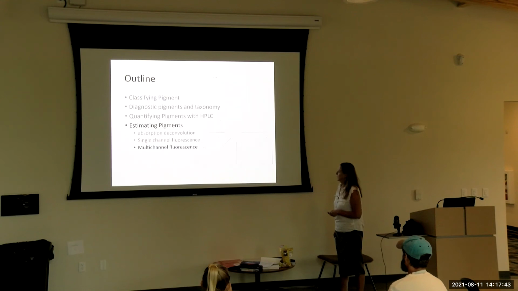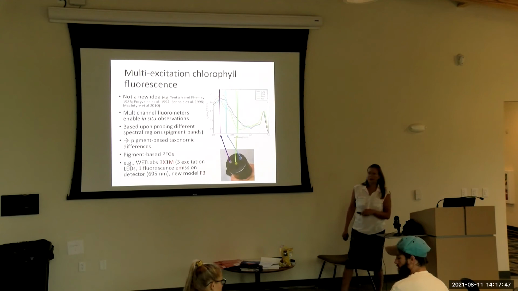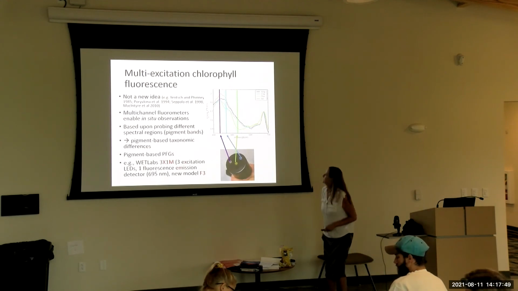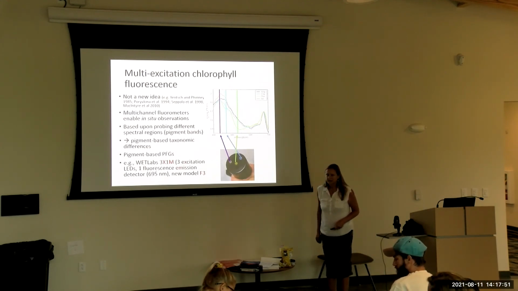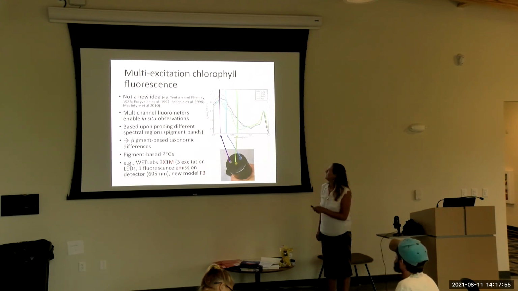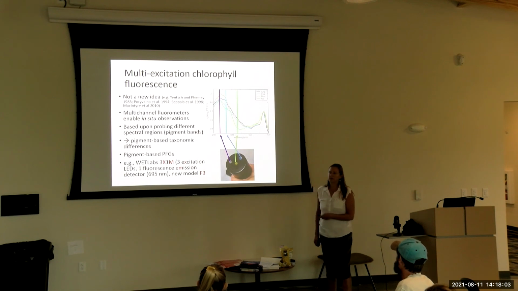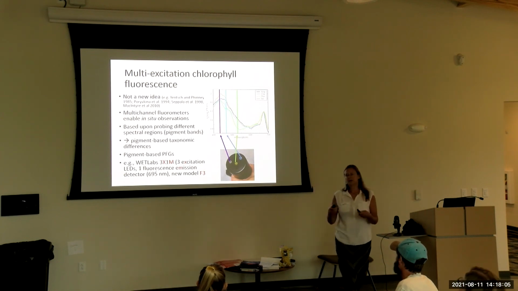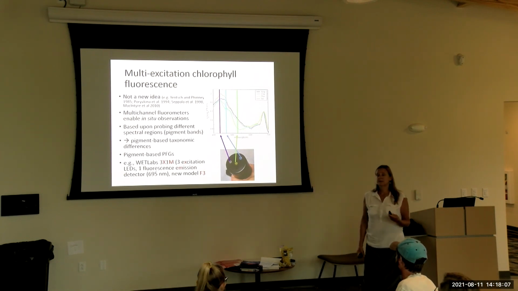So, okay. The last thing, what time is it? I'm going to go really quickly through multi-channel fluorescence. It is not a new idea, using different excitation wavelengths. This is the typical one for 70. You could excite in the blue, you could excite in the green, and you're exciting different pigments, and they're passing their energy on to chlorophyll and fluorescing. So it's probing pigments.